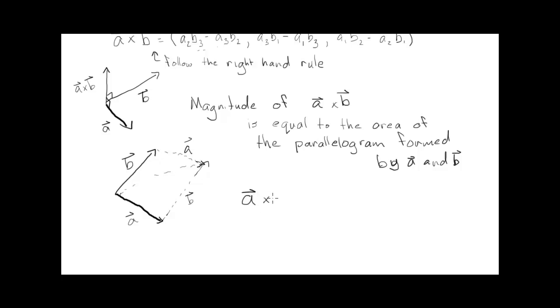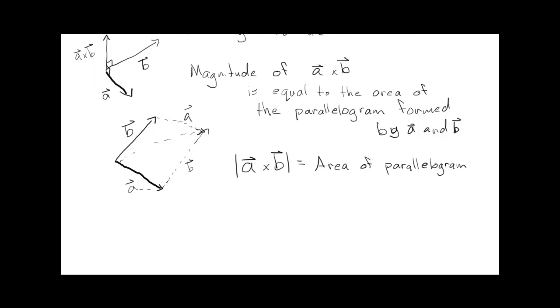So the magnitude of A cross B is equal to the area of the parallelogram. Well, what is the area of the parallelogram? Can I come up with an equation for that? You know what, this is a bad drawing. I'm going to draw B horizontal. It just makes it a little bit easier. Then A will be like that. So then the parallelogram looks like that.